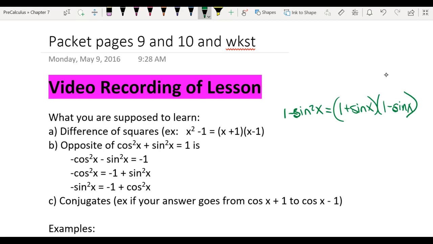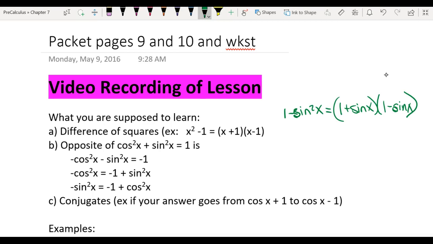If you have opposites, so for example, if you have negative cosine squared of x minus sine squared of x, so if they change the sign on both on this side, means the sign gets changed over there. The same is true for this one. If you have negative cosine squared of x, then you have negative 1 plus sine squared of x. If you have negative sine squared of x, that equals negative 1 plus cosine squared of x. Do you guys see how if you change the sign of one side, it can change the signs of the other side? Okay? So that's another concept you're going to use.